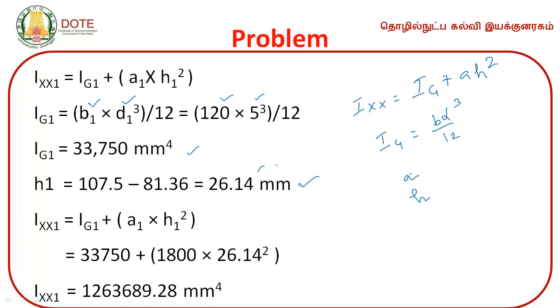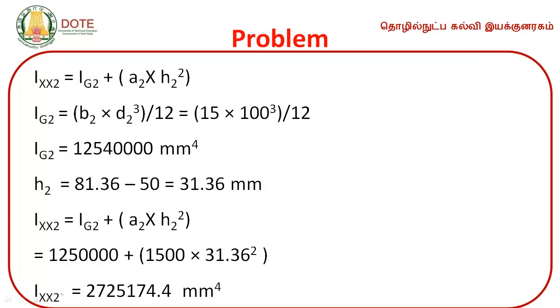Now by direct substitution, Ixx1 is equal to Ig1 plus A1 into h1 square. We can calculate the value of Ixx1 as this much value. Similarly, we can calculate Ixx2. Ixx2 is given by Ig2 plus A2 into h2 square. Ig2 is given by B D cube by 12 because it is also a rectangle.